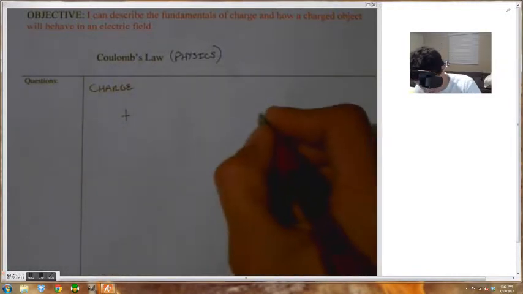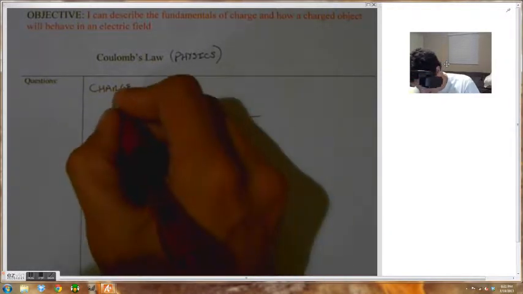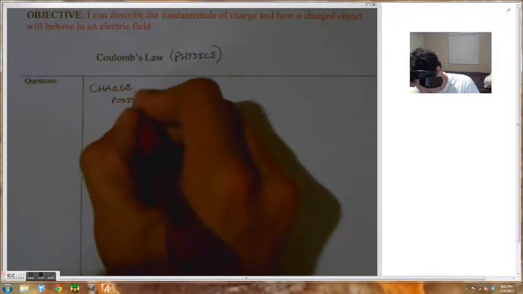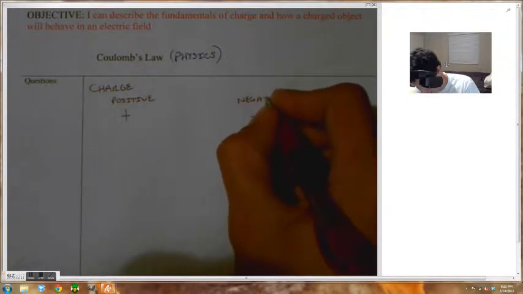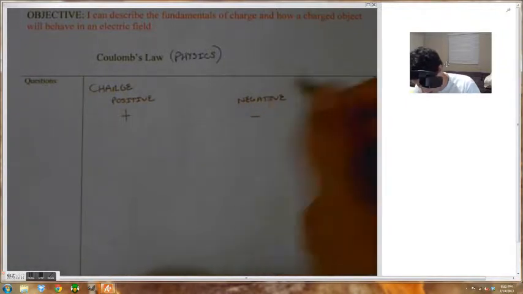We have to think about the idea of charge. There are two types of charge. There is a positive charge, and there are negative charges. This was kind of an arbitrary assignment. They're just opposites, and this is the notation we've been using. So you have positives and negatives.